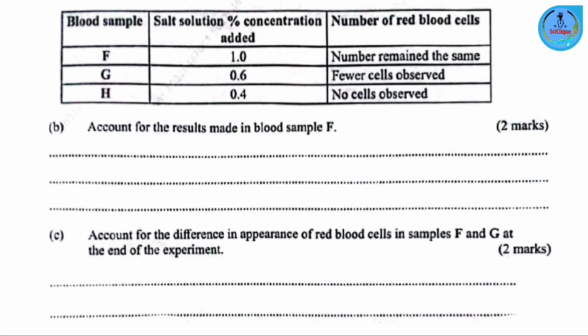Now, moving on to part B, account for the results made in blood sample F. Now, this question is asking us to explain the state of the cells after the treatment with the salt solution. So first things first, I'm going to give just a brief review of osmosis.